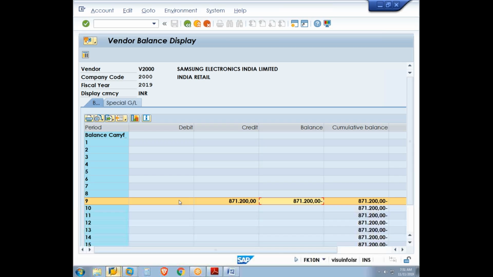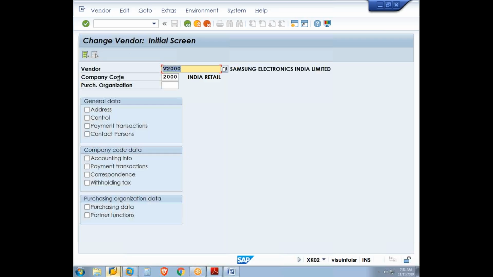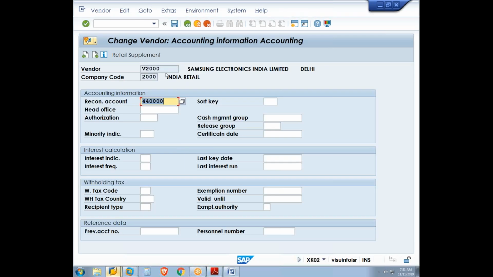And for every vendor account, there will be a reconciliation account. So if you go to the vendor master, XK02, here our vendor is V2000. And if you go to the accounting information in the particular company code, if you continue, V2000 is the account, it's a sub-ledger account, called the payable account. Okay. Here you are given a reconciliation account, 4,40,000. So whenever you enter any incoming invoice for V2000, the amount is parallelly posted to 4,40,000. Okay. That is the actual reconciliation account.